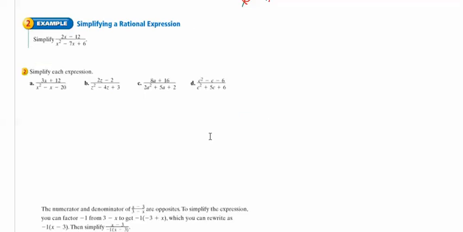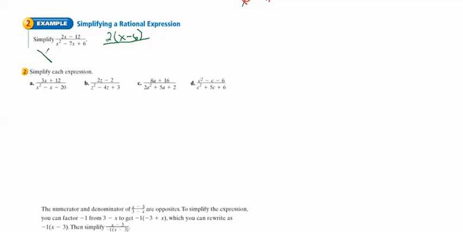Okay, now example 2, we're going to simplify a radical expression. I look at the top and I have 2x minus 12, and then I have x squared minus 7x plus 6 at the bottom. Okay, we're going to use some things that we've learned in the past chapters for this. First of all, I look at the top and say, okay, is there anything in common between the 2 and the 12? And there's a 2, so I'm going to make this 2 times x minus 6. At the bottom, I'm going to factor.